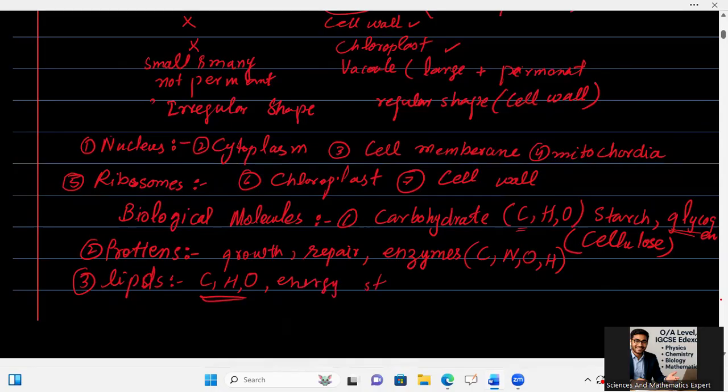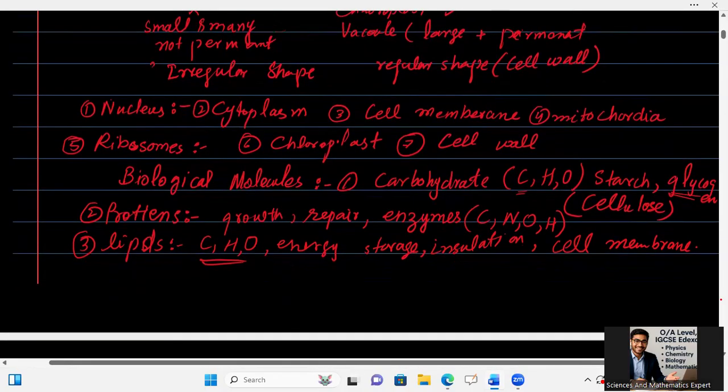Energy storage. They are used for insulation purposes, and they are used for producing new cell membrane structures. Cell membrane, they are going to support the production of lipids.